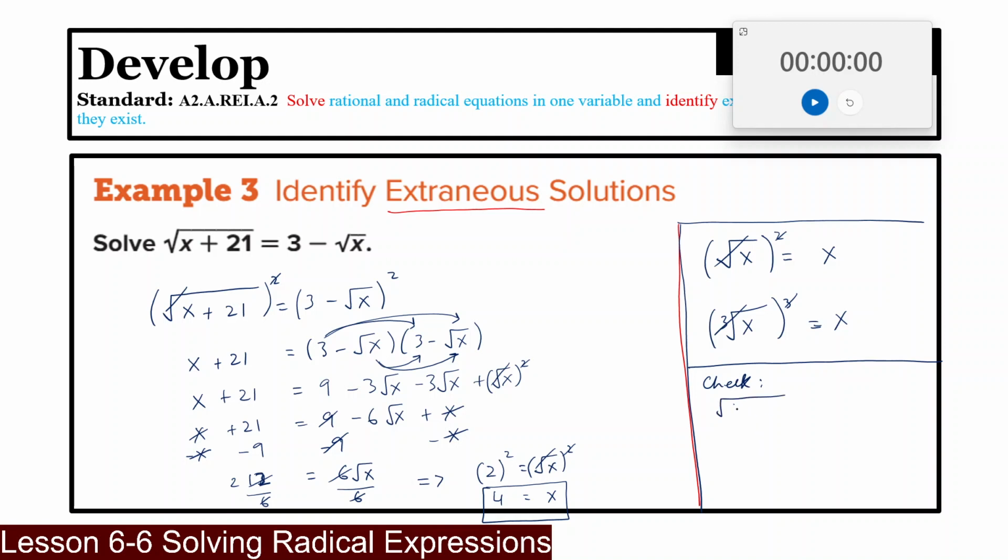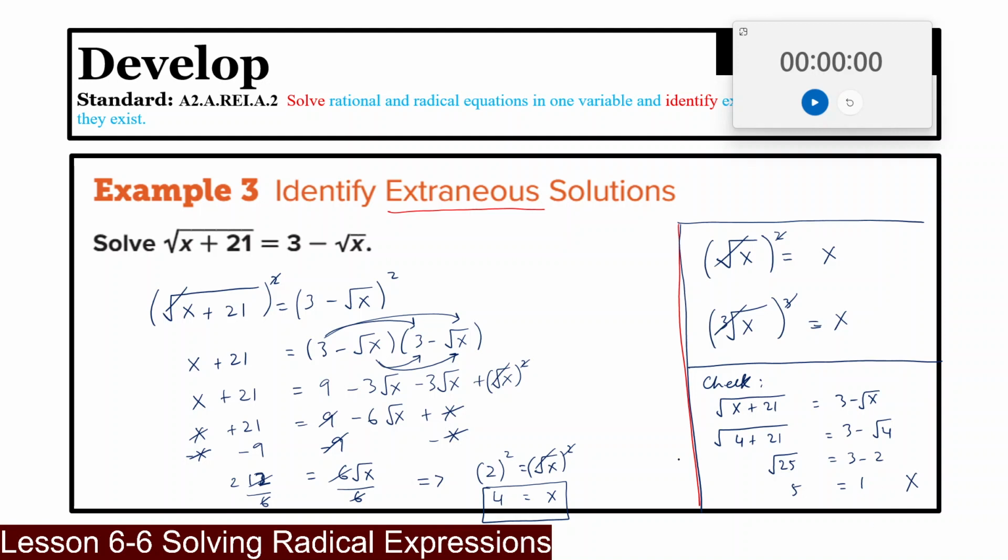To do the check, I'm going to rewrite my problem. x plus 21 equals 3 minus square root of x. I'm going to replace x with 4. So I get 4 plus 21 equals 3 minus square root of 4. 4 plus 21 is 25. So I get square root of 25 equals 3 minus square root of 4, which is 2. Square root of 25 is 5. 3 minus 2 is 1. Does 5 equal 1? No.